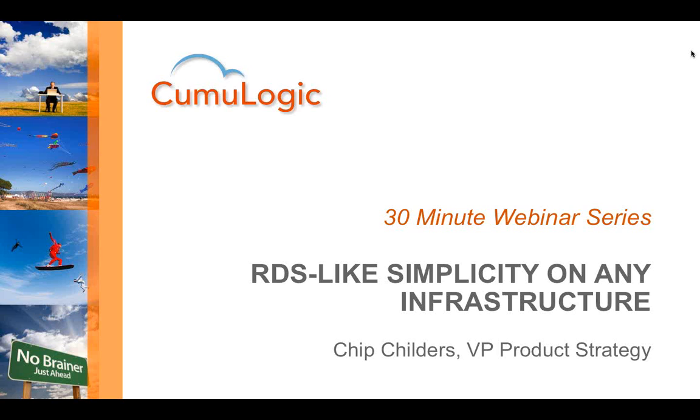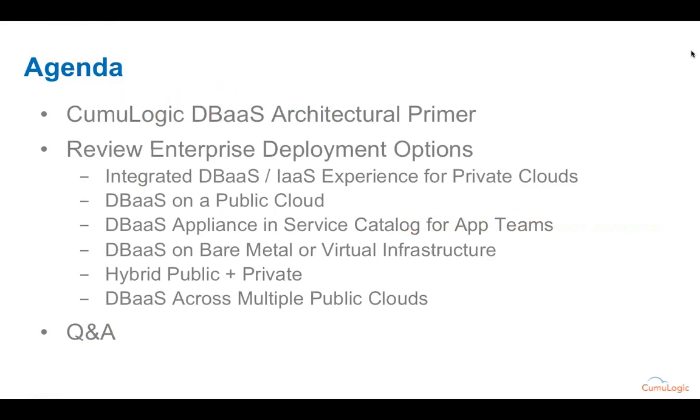So we're here to talk today a little bit about the enterprise perspective on CumuLogic itself, and talk a lot about how RDS, as an amazing service that Amazon has put out there, is really doing great things for people that are all in on Amazon, but how CumuLogic can give you the same type of database as a service experience regardless of the infrastructure that you're using. You could use it on-prem, you can use it in other public clouds, you can use it on Amazon, and have some consistency across all of those scenarios.